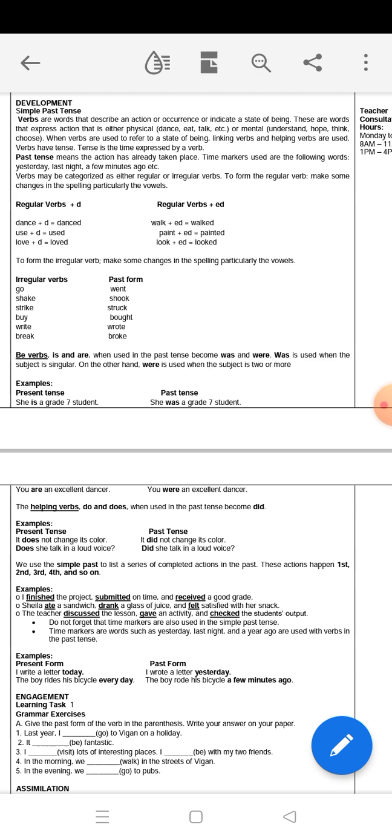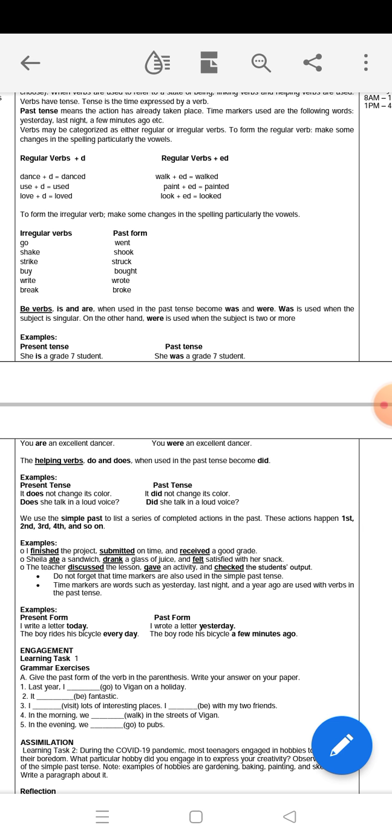So tense is the time expressed by a verb. Let's move on to past tense. Past tense, class, means the action has already taken place. Tapos na. Nangyari na yung action. And the time markers used are the following words: yesterday, last night, a few minutes ago, etc. For example, when did you go there? And you will answer, I went there yesterday. Why did you use yesterday? Kasi nga po, tapos na.